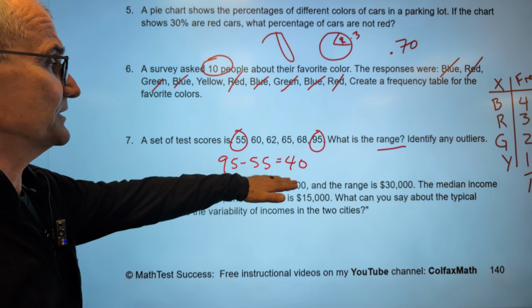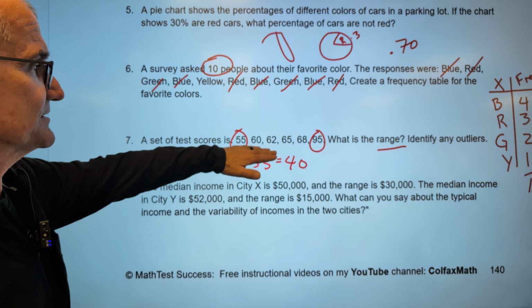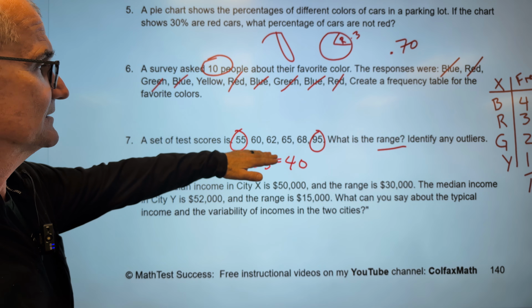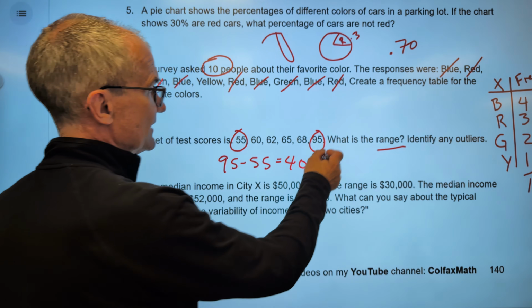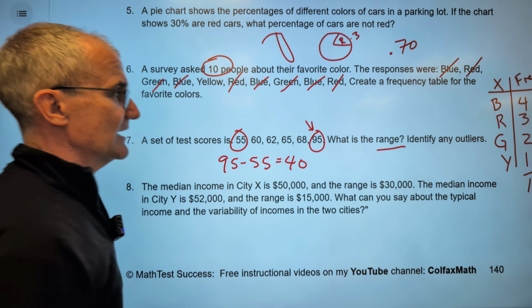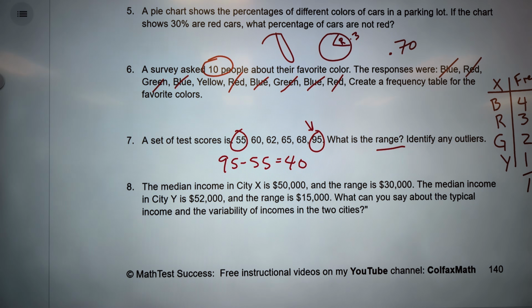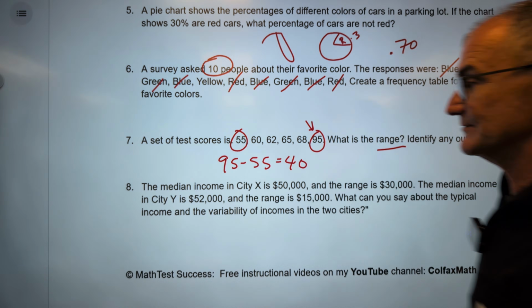The range is 40, but I could see this average is going to be pretty close to 70, and this 95 is far away from it. So 95 right here would be the outlier. So I call 95 right there the outlier. Okay, let me move this up a little bit.